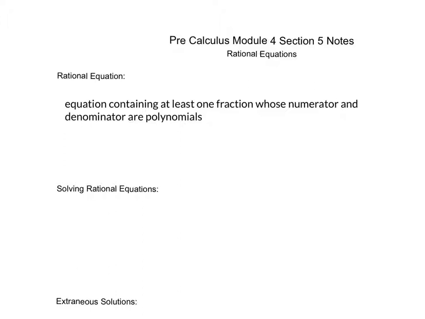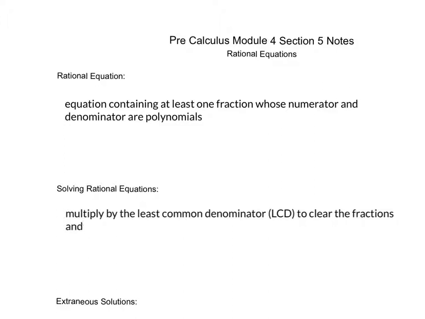So in order to solve a rational equation, we multiply the numerator and the denominator by the least common denominator, also called the LCD, to clear the fractions and solve. So the easiest way to solve a rational equation is to get rid of the fraction part of the equation, and that way you're left with just an equation with no denominator, or at least a denominator of 1, that is easier to solve.